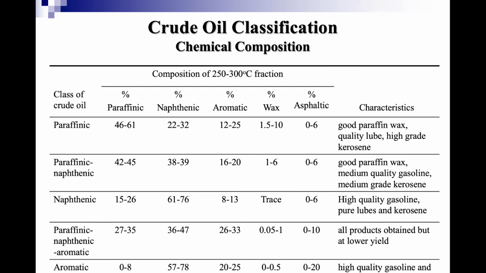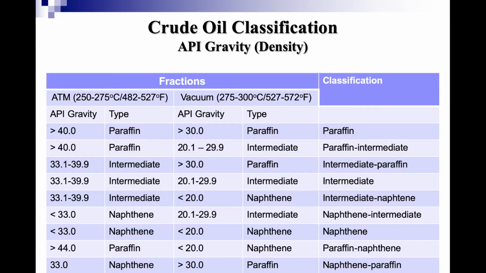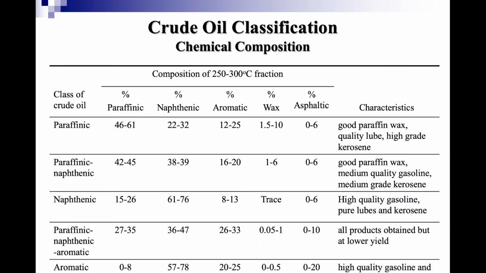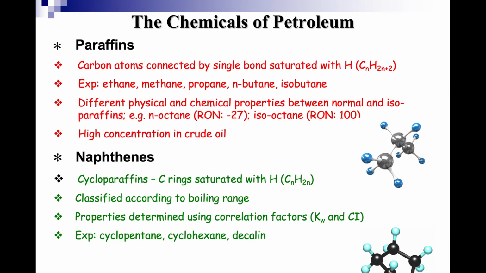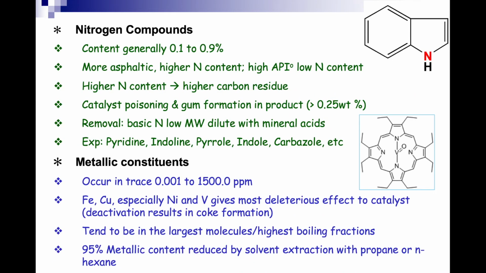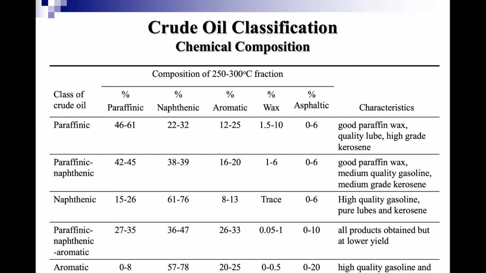According to the chemical composition, the composition is in the 250 to 300 degrees C fractions. So we can see here, for the class of crude oil: paraffinic, paraffinic-naphthenic, naphthenic, aromatic-naphthenic, and aromatic. So it follows whatever compounds they have here, right? Paraffins, naphthenes, aromatics as the examples.